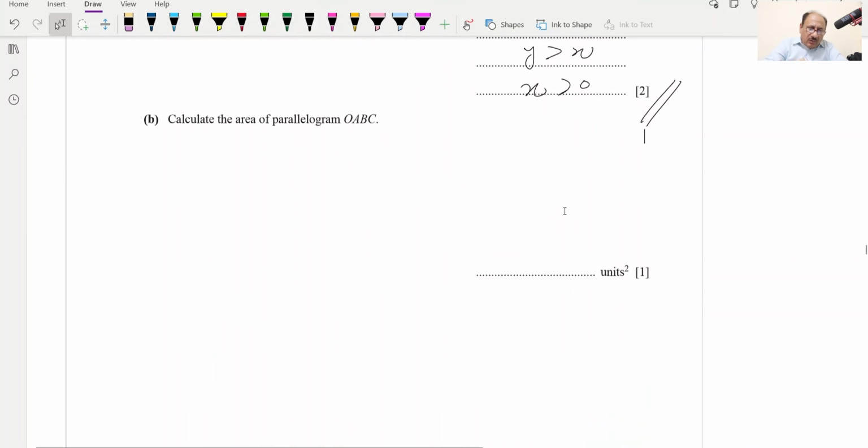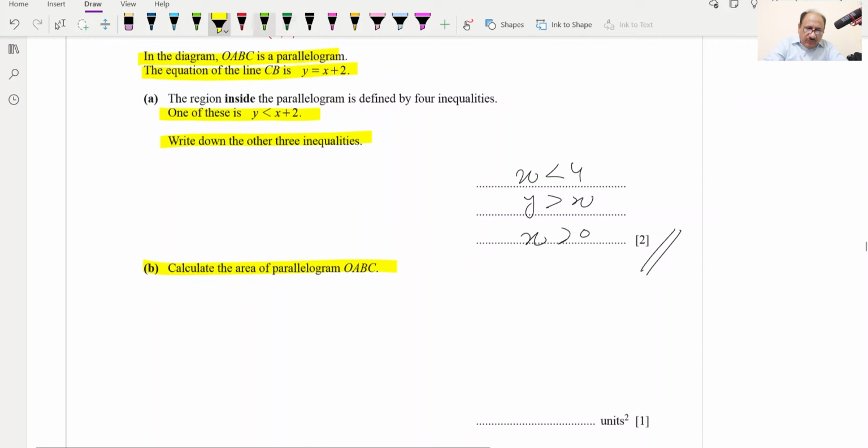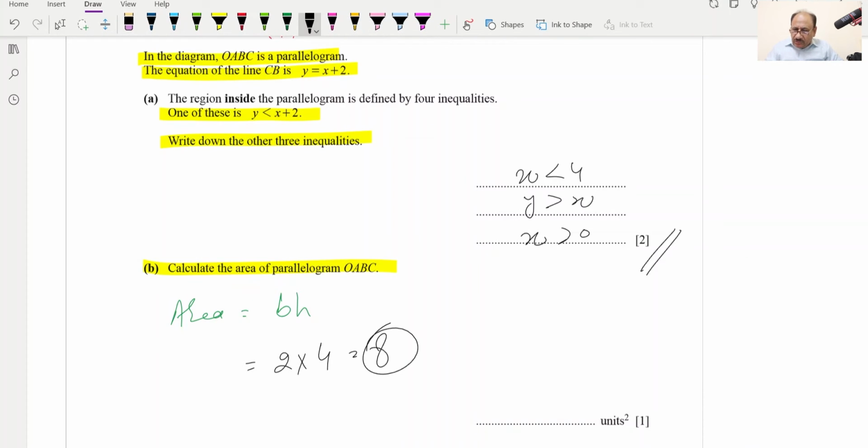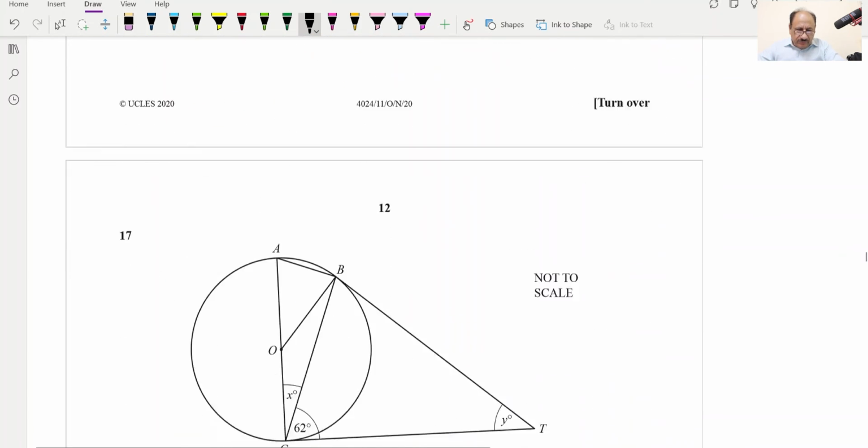Calculate the area of the parallelogram OABC, and to calculate area we know the formula for area of a parallelogram is what? Area will be equal to base into height, and base is 2 and height is 4, so this will be equal to 8 units, so we can write 8 units square. This will be the area for this.